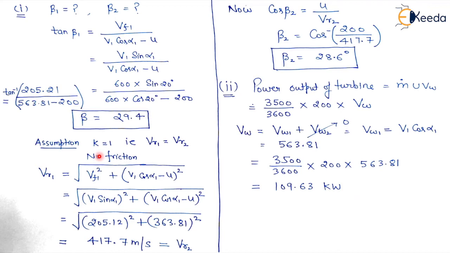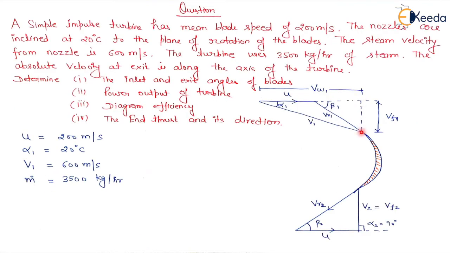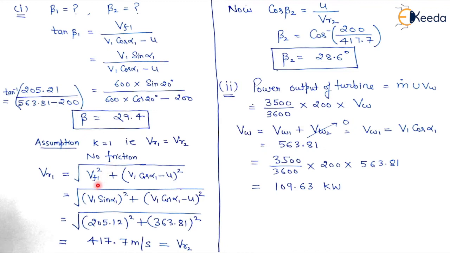So what will be VR1? From this triangle, apply the Pythagoras theorem. VR1 squared is VF1 squared plus (V1 cos alpha 1 minus U) whole squared. Now what is VF1? We have solved it: V1 sin alpha 1 whole squared plus (V1 cos alpha 1 minus U) whole squared.